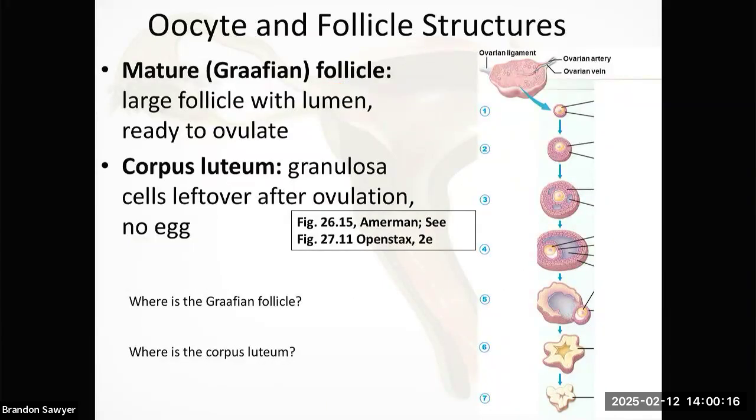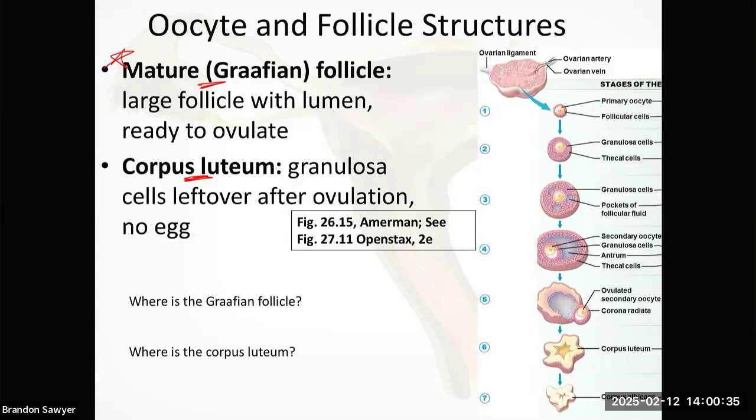Okay, so here's kind of the structures in the egg and the follicle, right? So the egg is the little part in the center. The follicle is a big part that surrounds it, okay? So we have a couple different key terms to understand here: the mature Graafian follicle, the corpus luteum. And so I'll just uncover these so you can see the names of these.